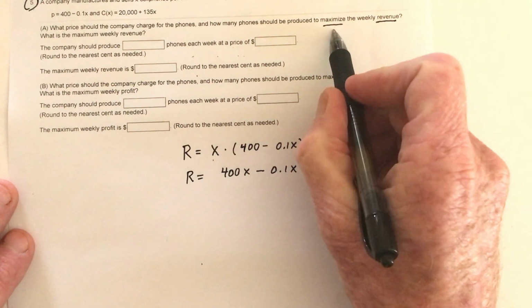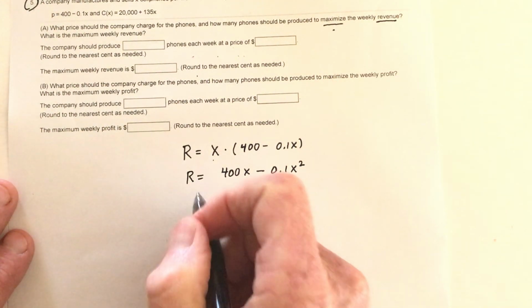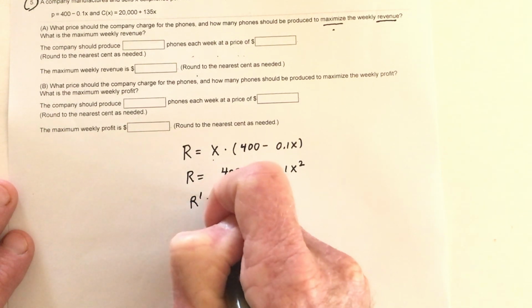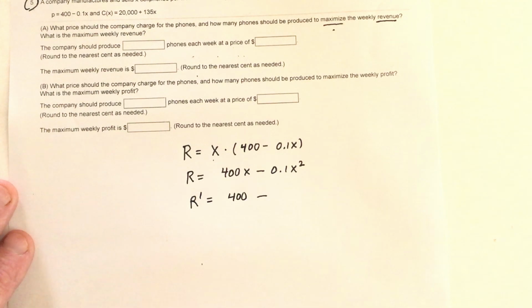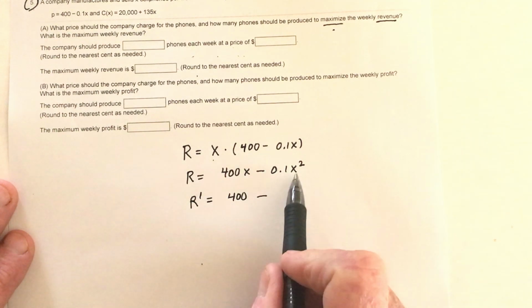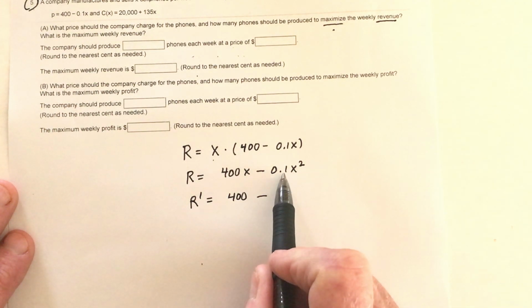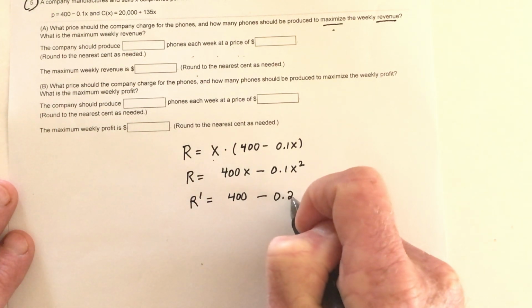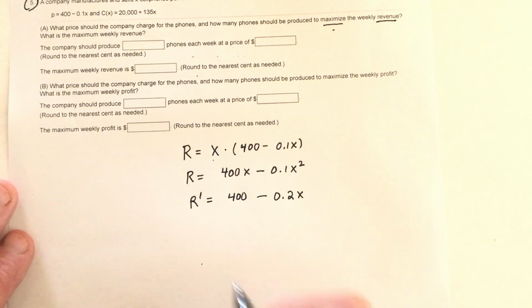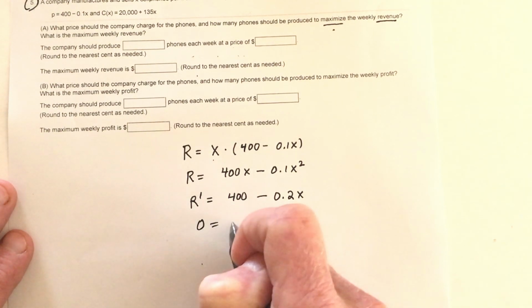And then to find the maximum, that's where you set the derivative equal to 0. So the derivative is going to be 400, because the derivative of x is 1. The derivative of this is 2x. When you move the 2 in front, it's going to make it 0.1 times 2, so that's 0.2x. And then set the derivative equal to 0.